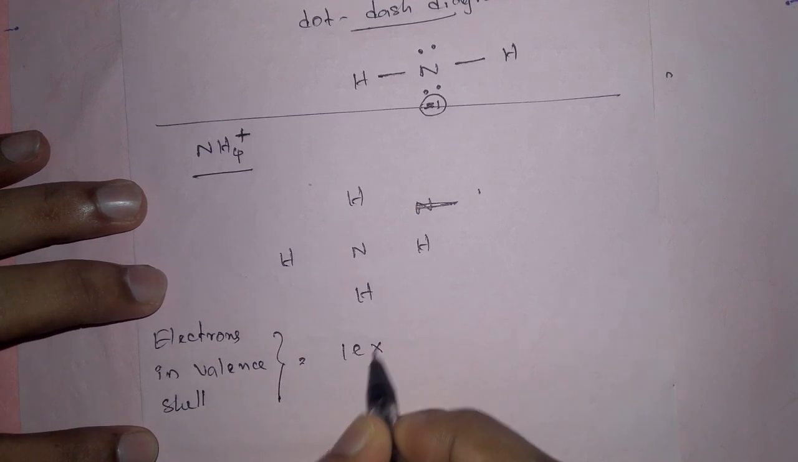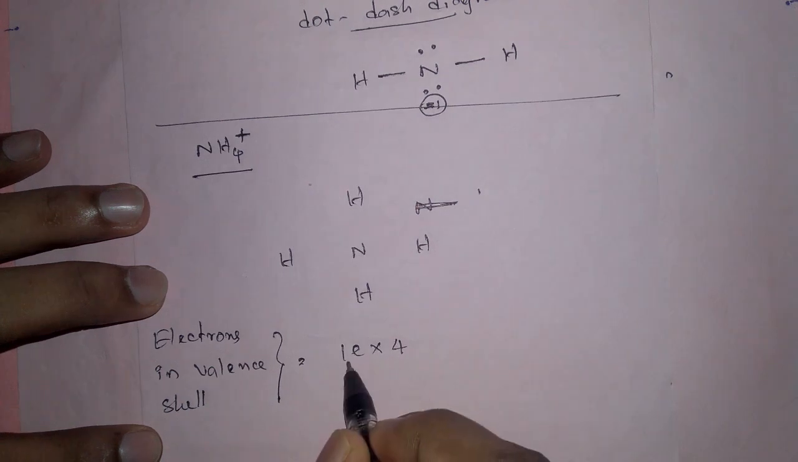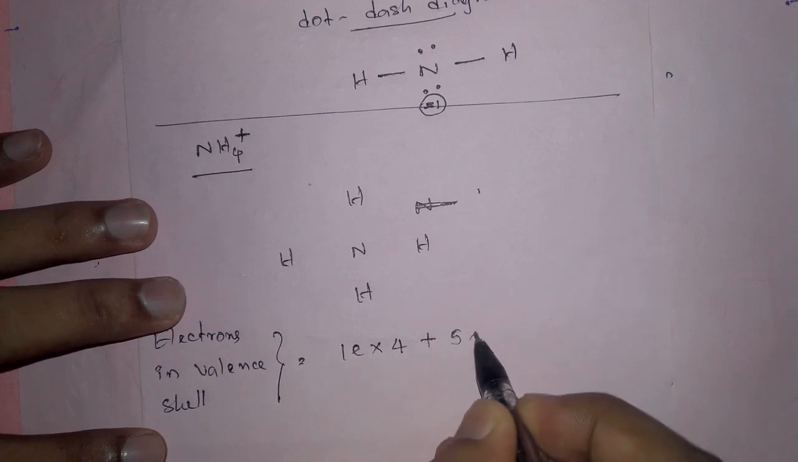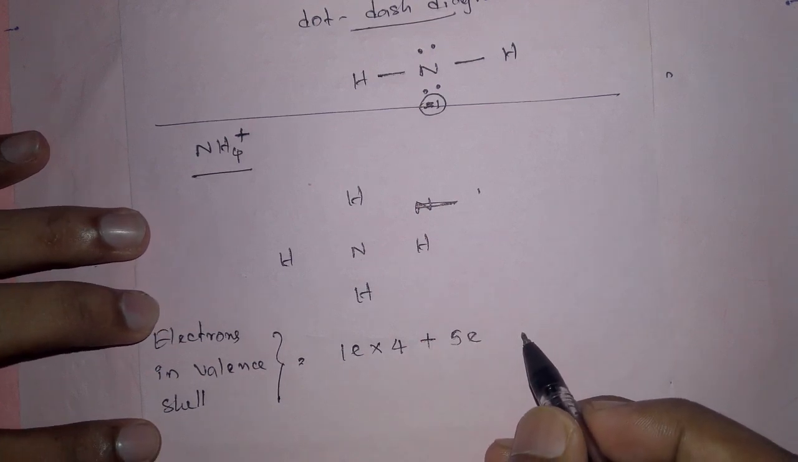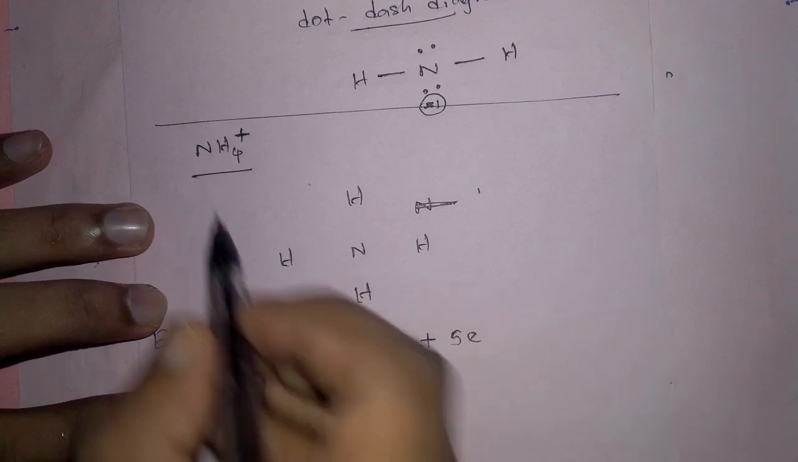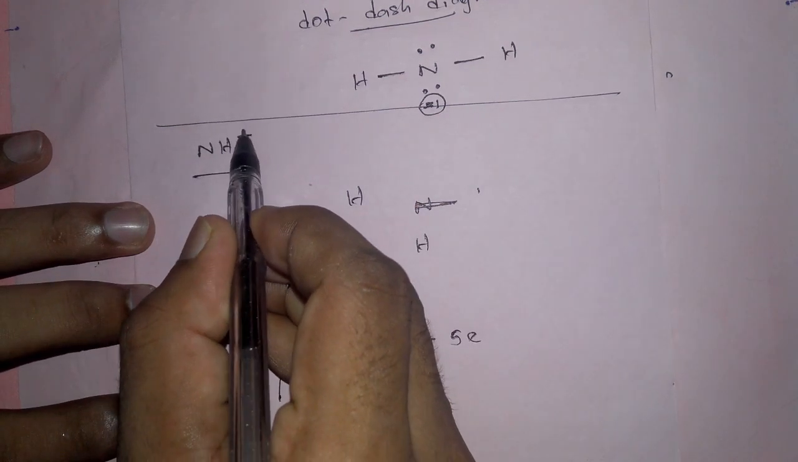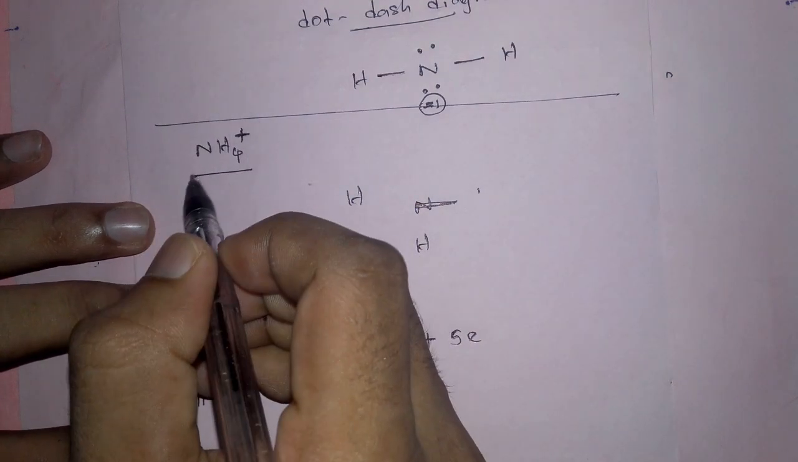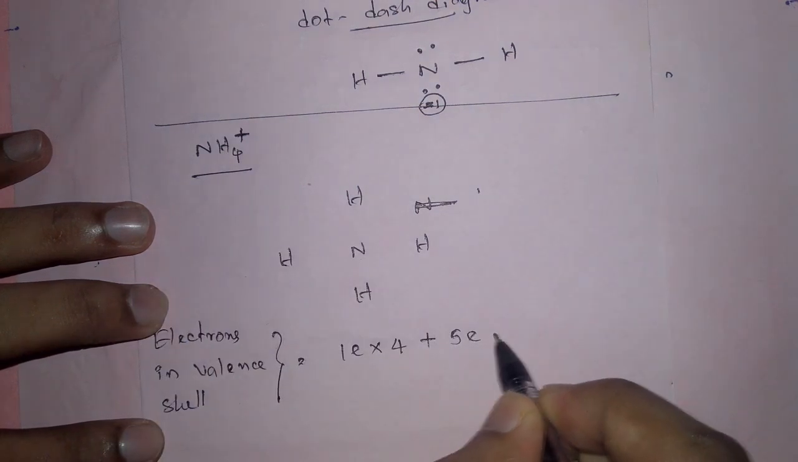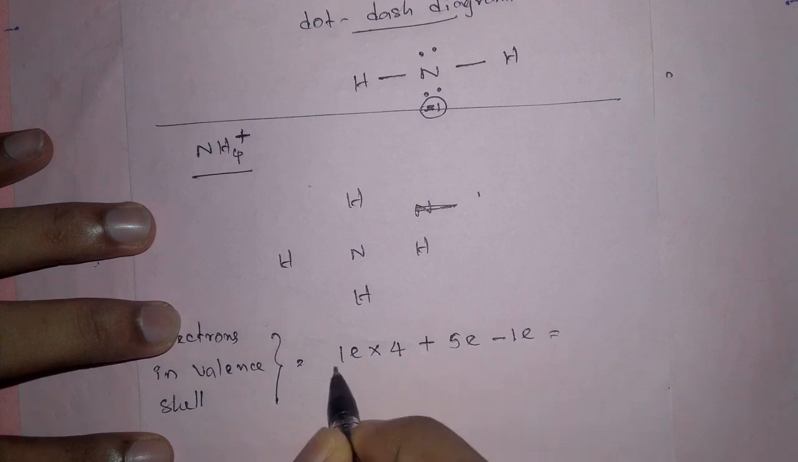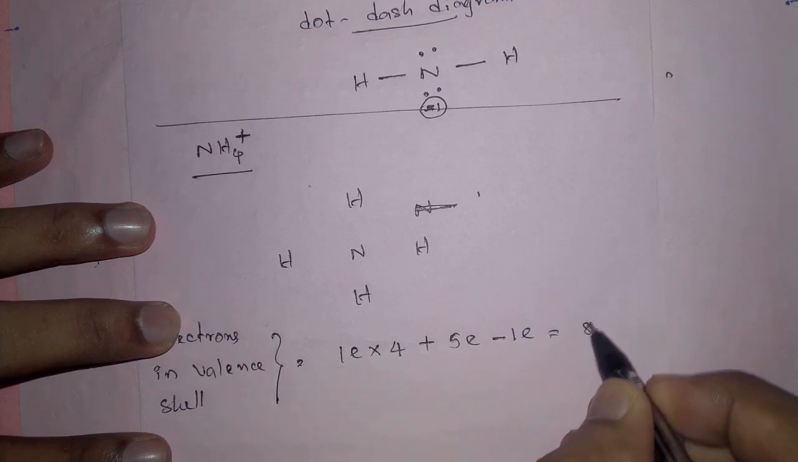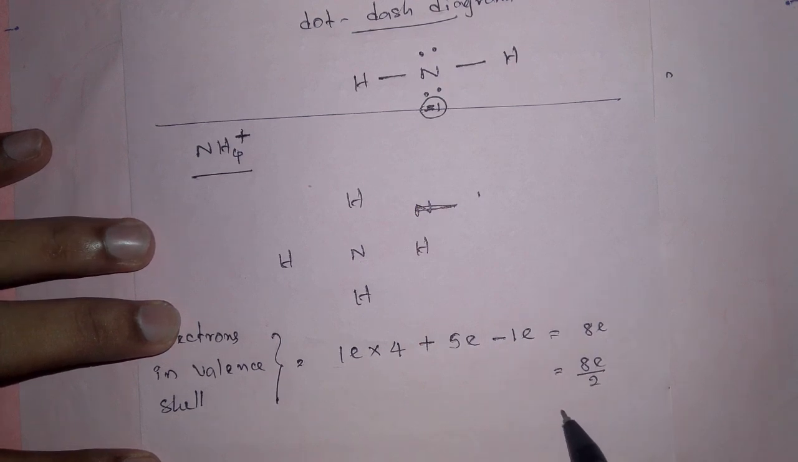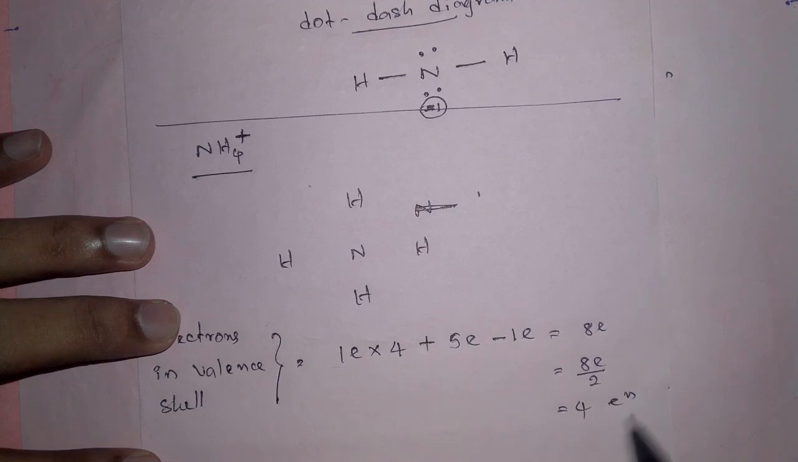Hydrogen has 1 electron and there are 4 hydrogens, so you have to multiply it by 4. And nitrogen has 5 electrons in its valence shell. There's a very important thing as well. Again, NH4 plus, this positive charge indicates the removal of an electron. So it has removed an electron, and then you have to subtract 1 electron from the total. Then altogether you can see there are 8 electrons. Convert these 8 electrons into pairs by dividing by 2. Then there are 4 electron pairs.